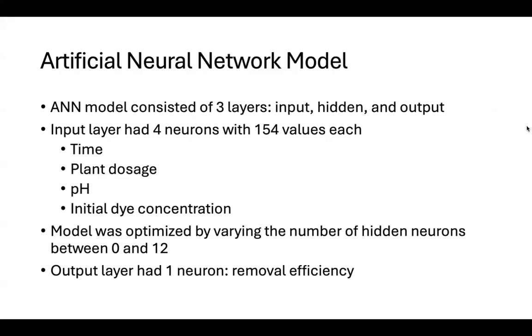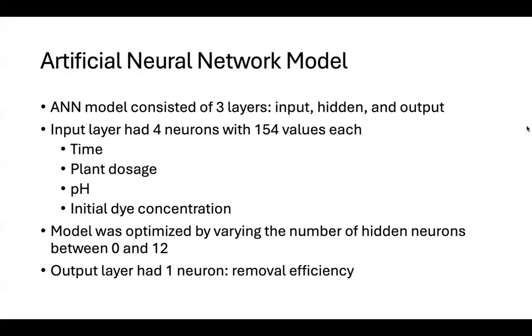Data from the experiment was then used to train an artificial neural network model, which consisted of 3 layers, an input, hidden, and output layer. The input layer had 4 neurons with 154 values each. These neurons use data related to time of growth, plant dosage, pH, and initial dye concentration within the remediation solution.